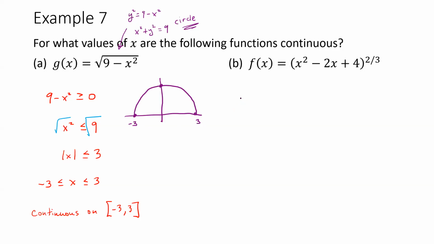So half a circle? Yep, it's a semicircle. Okay. And that makes sense now that it's continuous on -3 to 3, because of course our circle doesn't go beyond those points, right? Okay, so what about this one here?